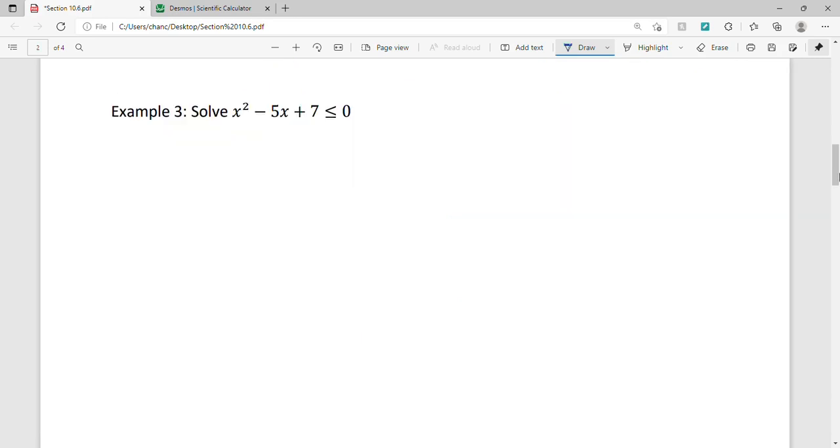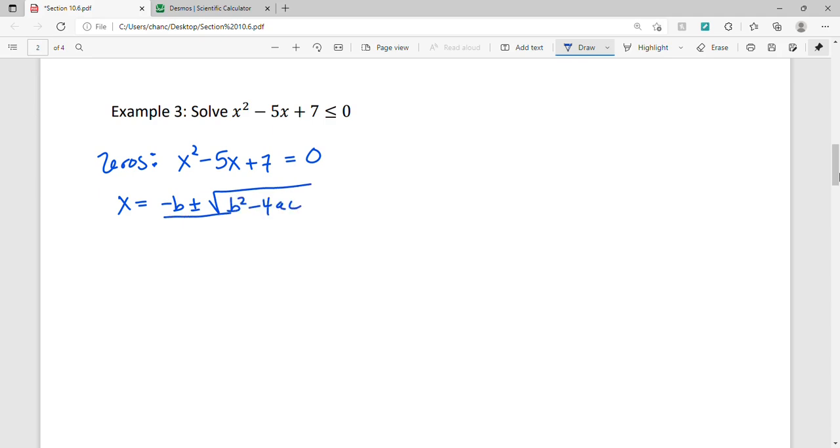In example 3, we cannot factor it again, but we'll still try to find the zeros. I can use the quadratic formula, or I can use completing the square. In this case, the quadratic formula is the easiest method. So let's use the quadratic formula. x equals negative b plus or minus the square root of b squared minus 4ac all over 2a. Again, please memorize this formula. It's very important that you memorize this formula.